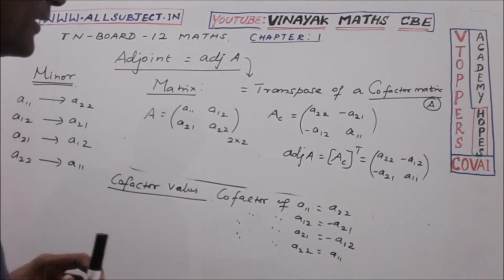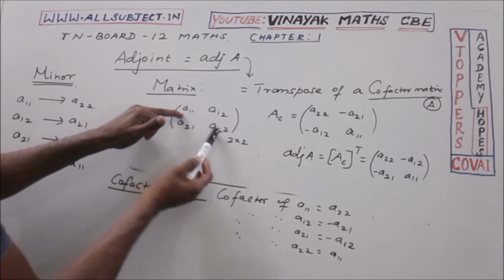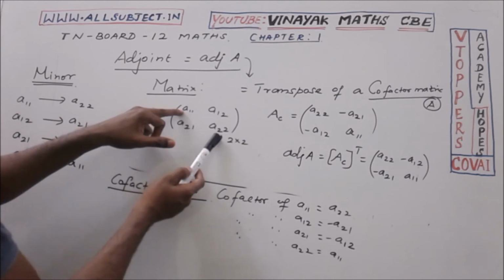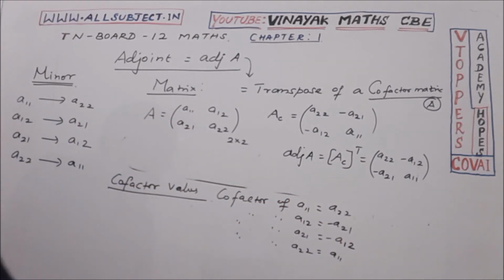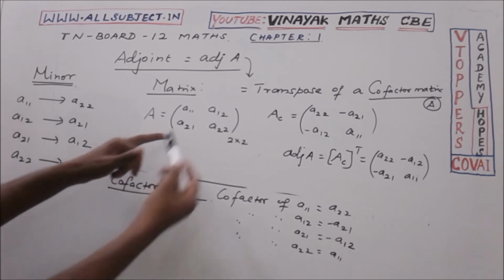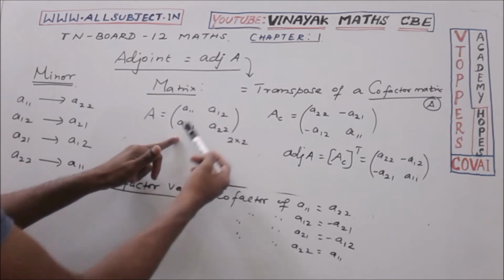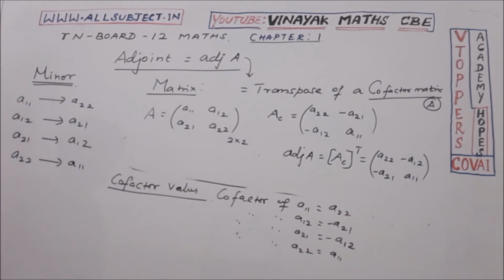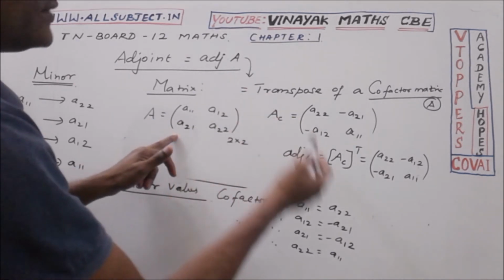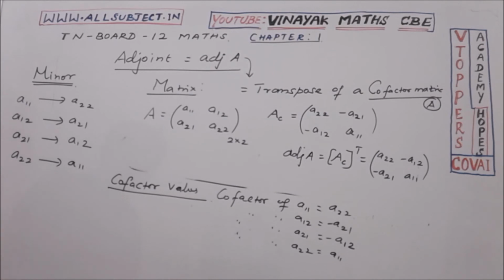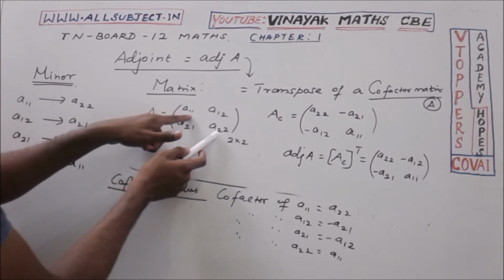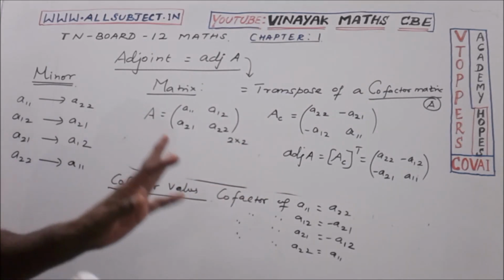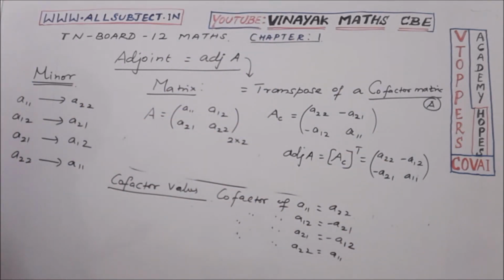Yes, we can conclude one result here. Look at the leading diagonal, that is A11, A22, which are interchanged to A22, A11. Now look at the secondary diagonal. In this, only the sign is changed. So to convert from A to adjoint, we can do only one thing: interchange the leading diagonal elements and then change the sign of the secondary diagonal elements. We can directly go to the adjoint of a matrix.